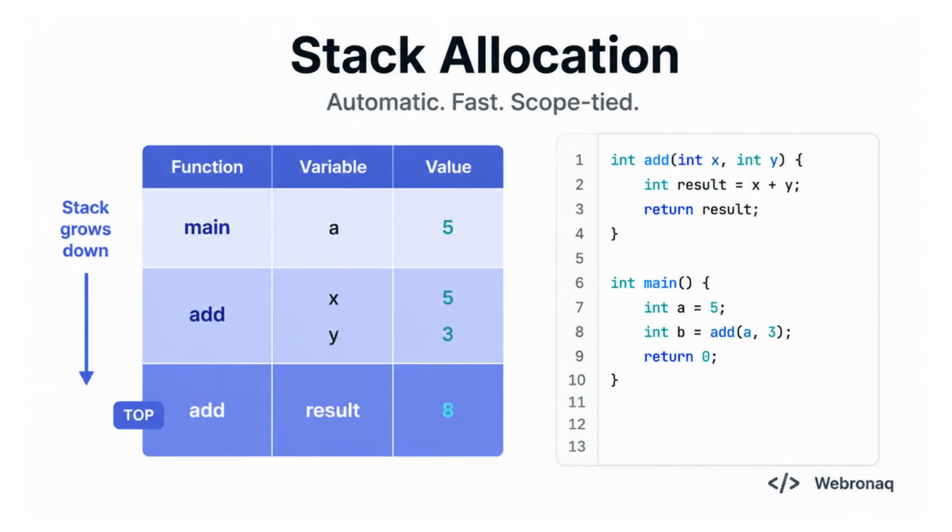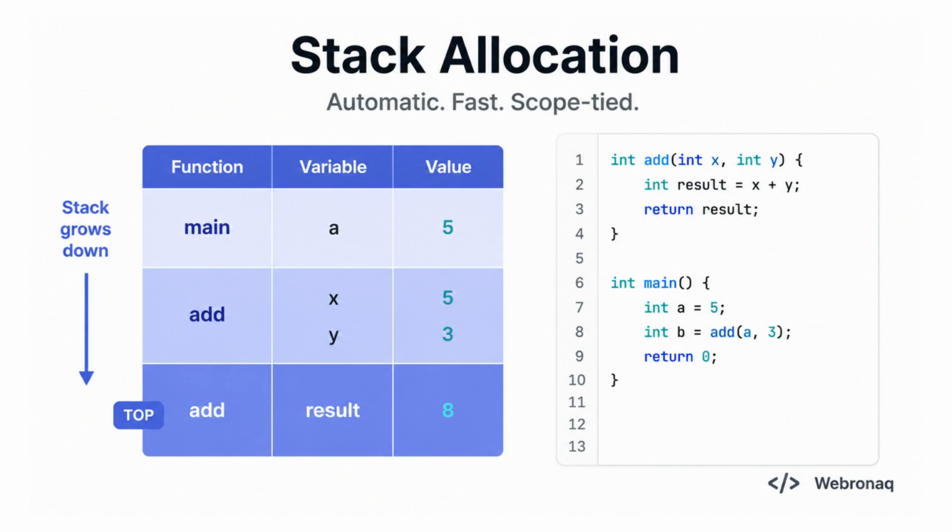Now look at how the stack actually works. When main starts, the variable a is pushed onto the stack with the value 5. Then add is called with a and 3, so x equals 5, y equals 3, and result equals x plus y, which is 8. Those values all live on the stack. When add returns, its entire frame is popped off automatically, and result is gone. Main then holds b equal to 8. No cleanup code required. Stack allocation is extremely fast, because it is just a pointer moving up and down.